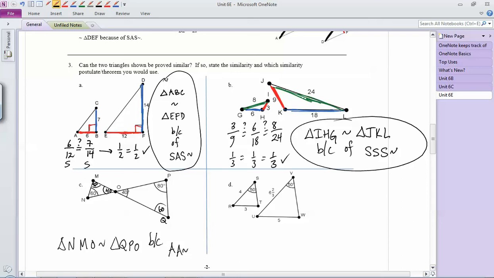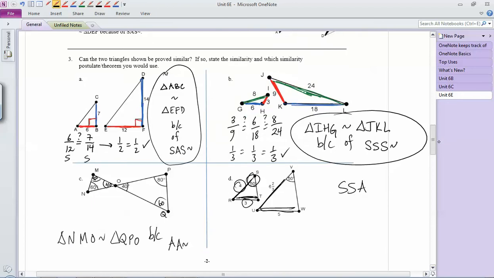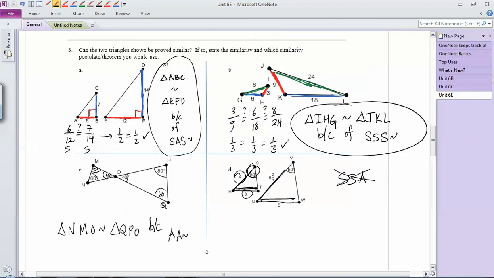Now the last one, if you want to check it, you can. You can check, does the 3 go with 5 the same way that 4 goes with 6 and 2/3? And it does. But there's no reason to check it. Because even if these do match up, the problem is that you have side-side-angle, SSA. Well, that's not AA. It's not SSS and it's not SAS. So this one, maybe they are similar, but we don't have enough info.